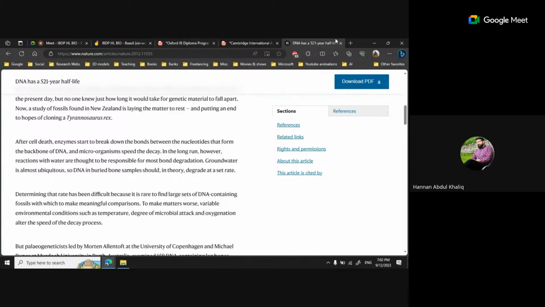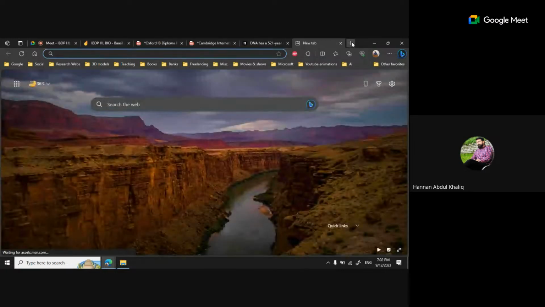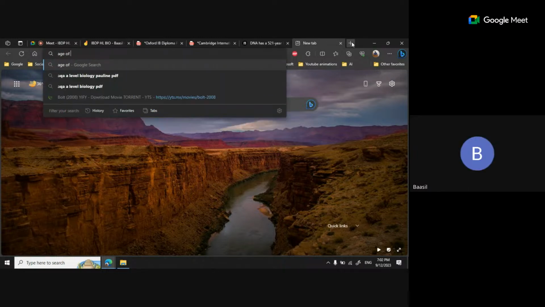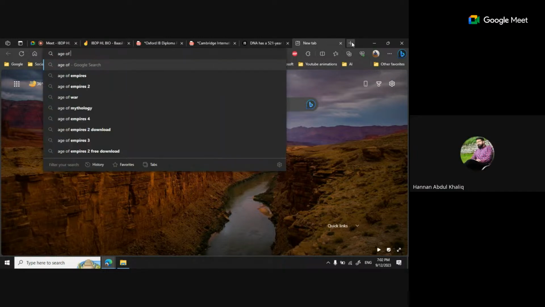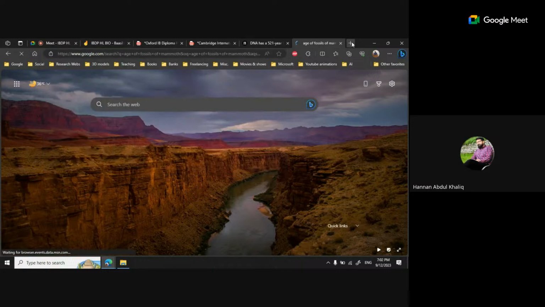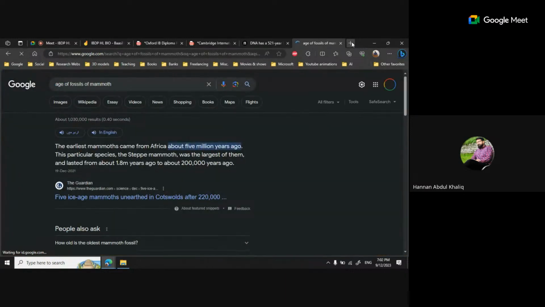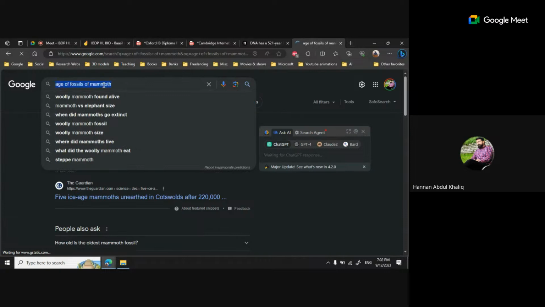Let me write it down. We found some fossils of a mammoth. You know the mammoth? An elephant with really long horns. Fossils of mammoth, 5 million years ago. We can write another question.